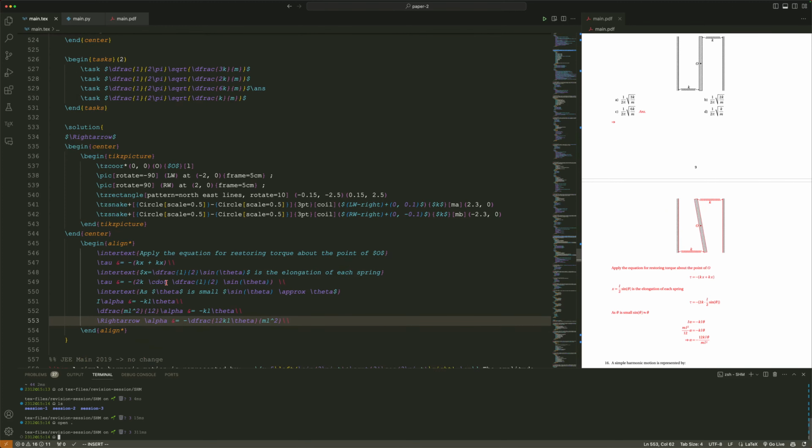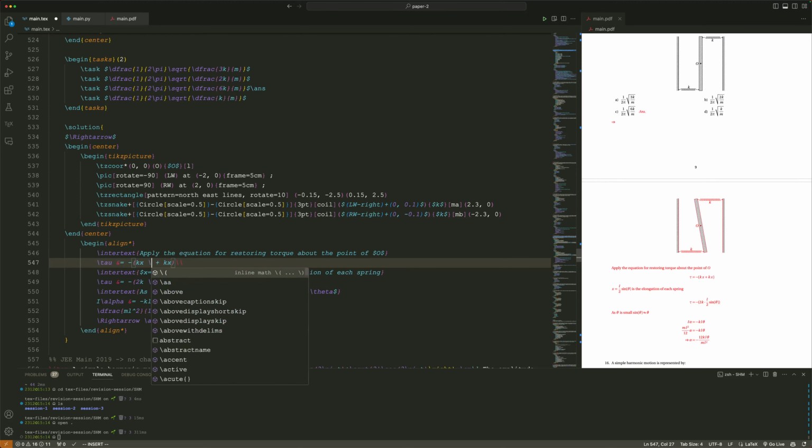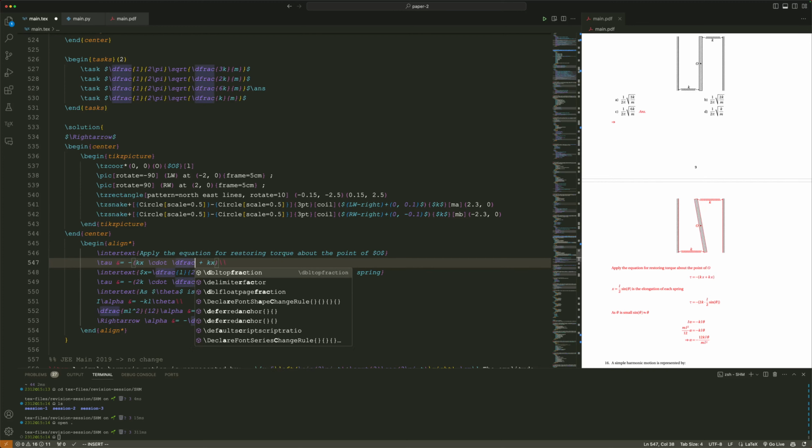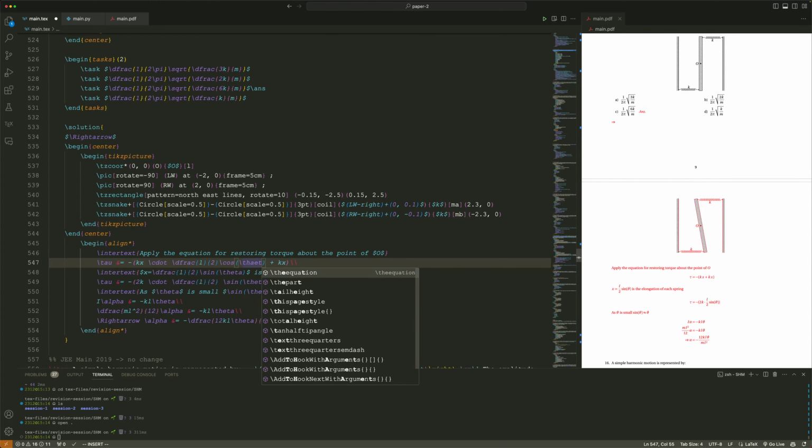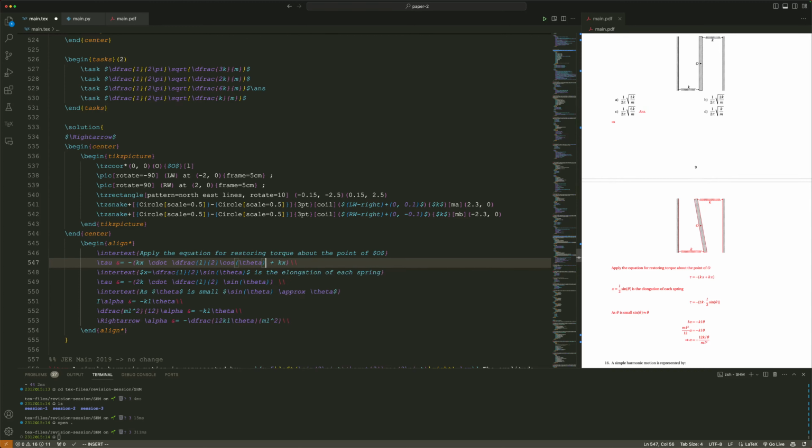Yes, fundamentally it's wrong. We only applied the force, but in reality it should be force times perpendicular distance. So we should add c dot, and then we can add dfrac Ly2. We should add cos theta, no problem. Again here the same, we can just copy this c dot part and the whole thing.